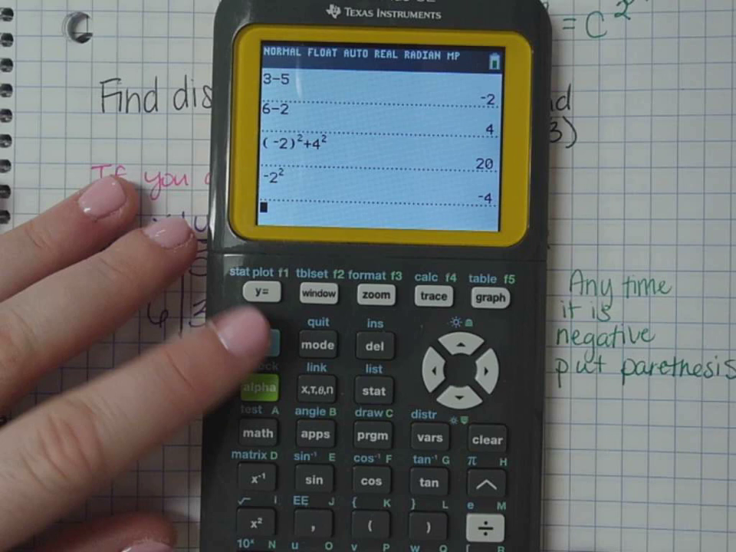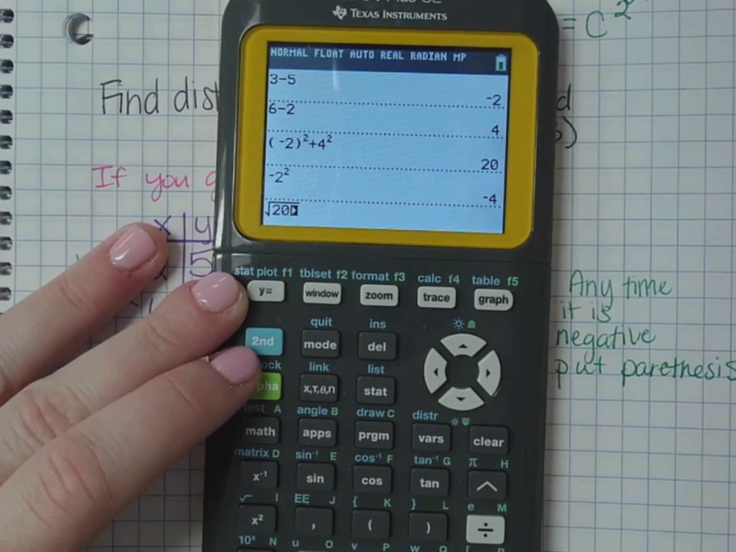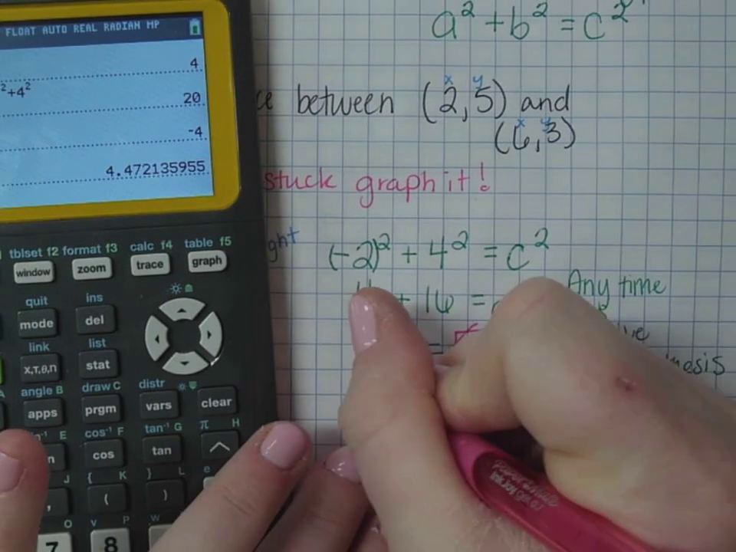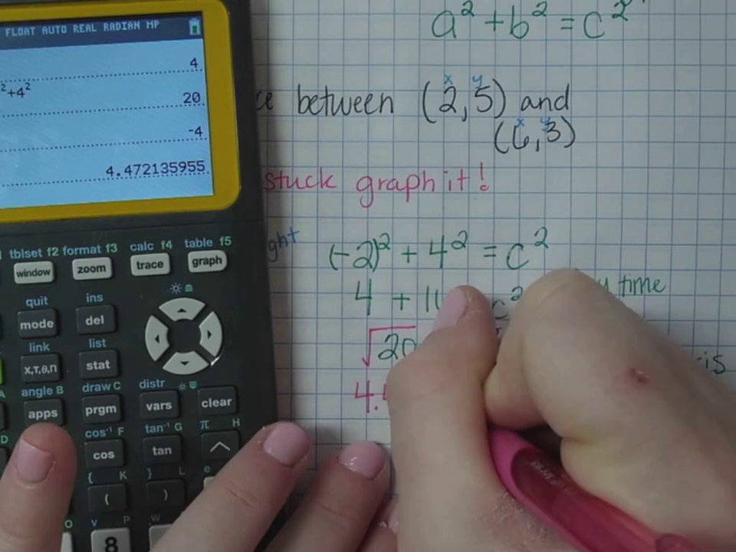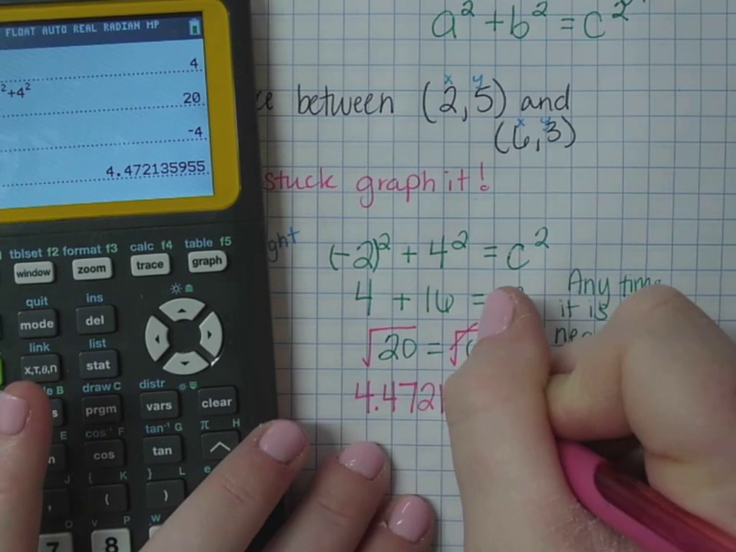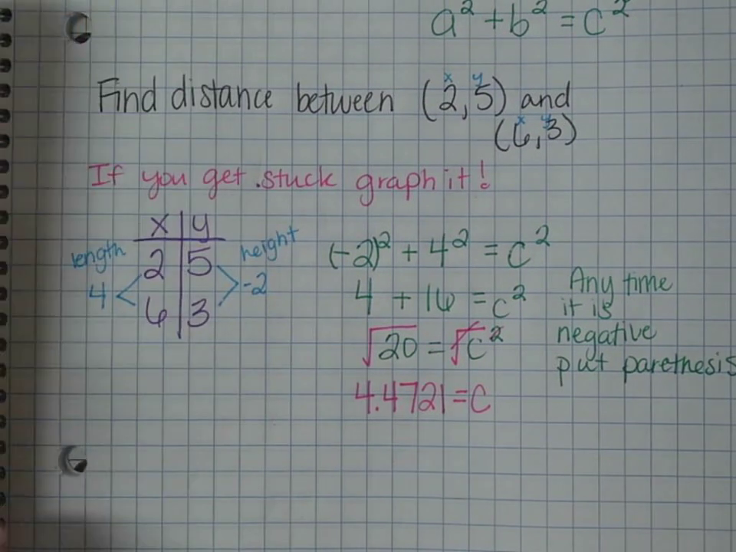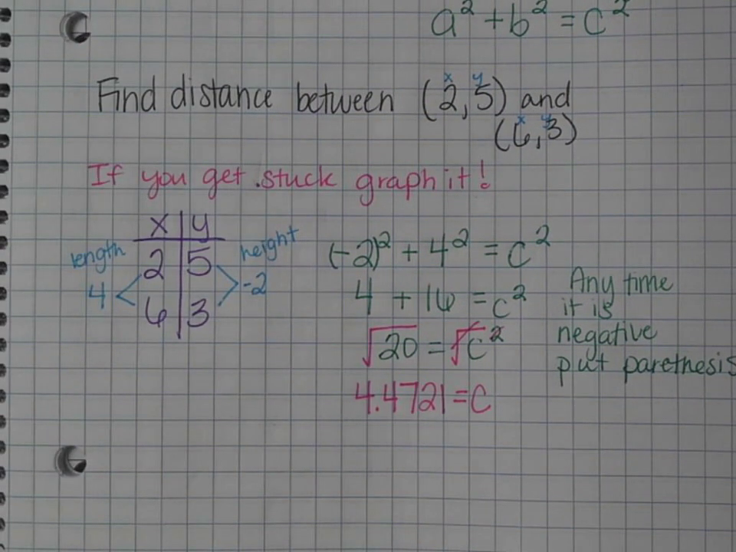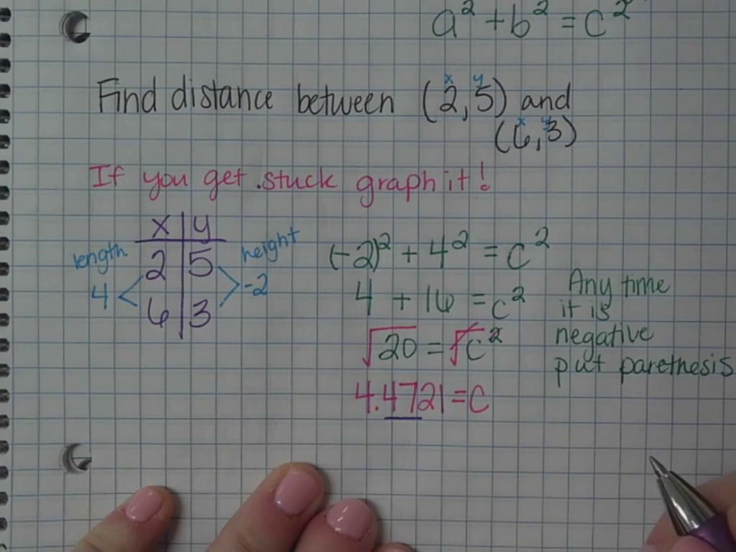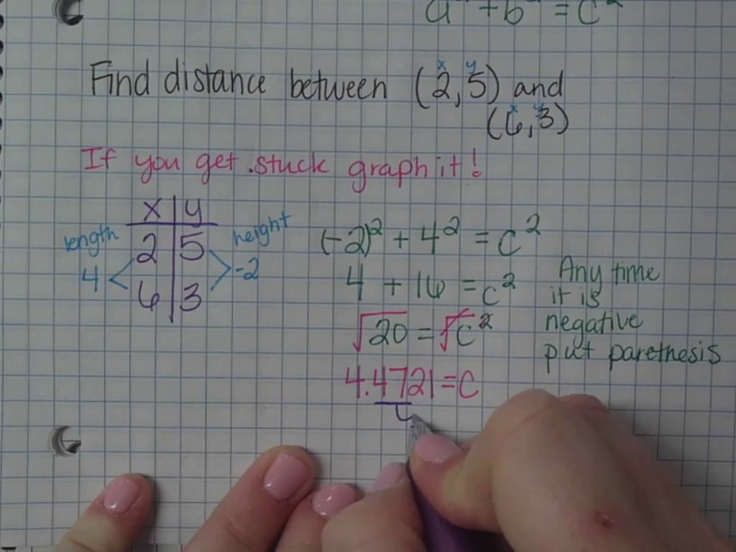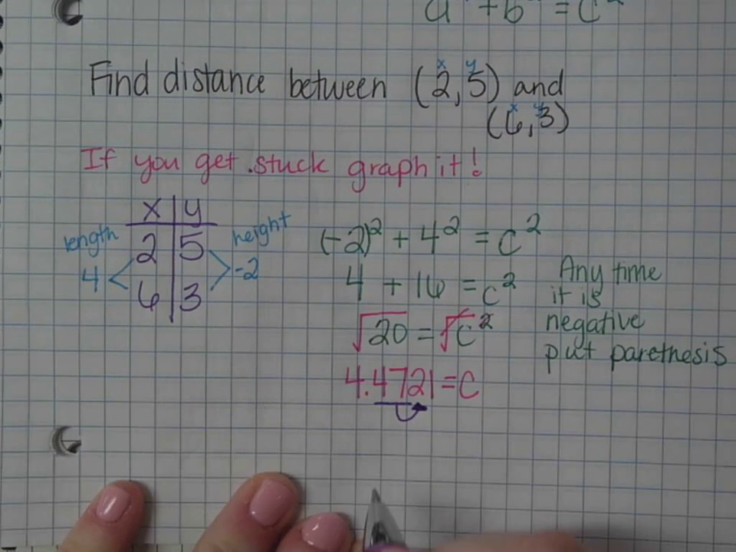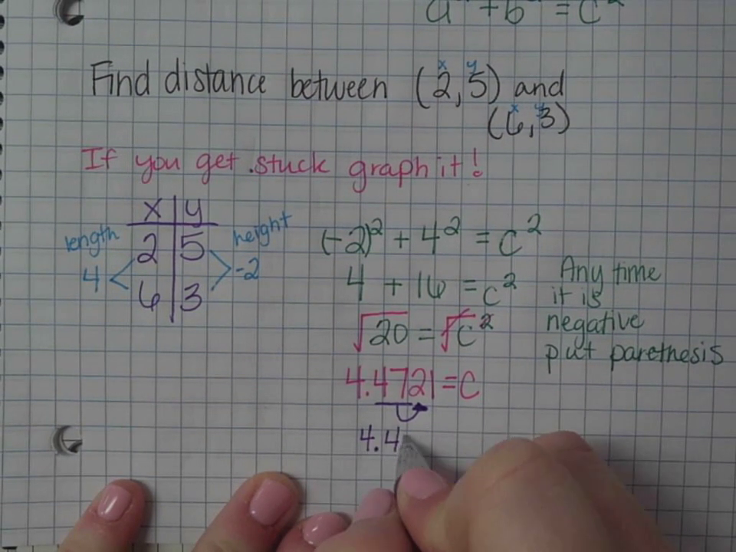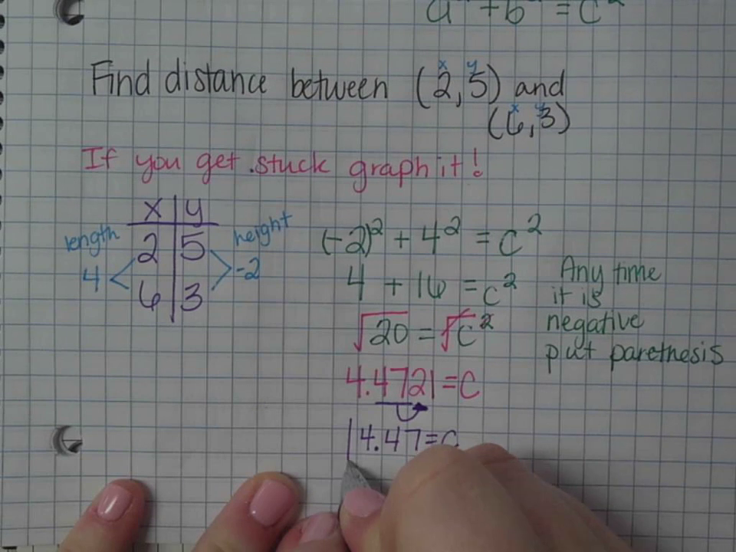So then let's take the square root of 20 is 4.4721 equals C. Again, let's round to the hundredths. So hundredths means I want 2 decimals, and I need to look at the third. So 4.47 equals C.